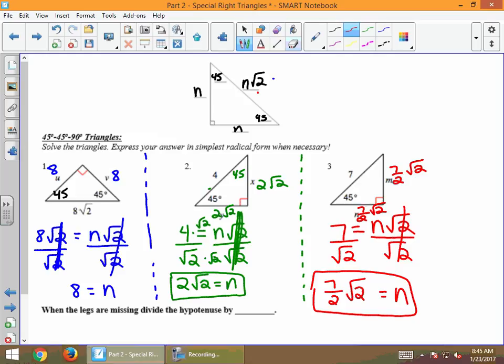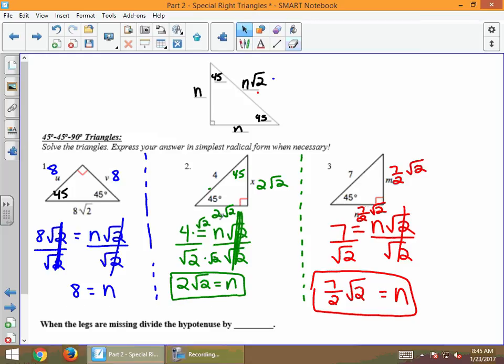So you might be noticing a pattern. If your legs are missing, all you're essentially doing is dividing whatever the hypotenuse is by radical 2 and then simplifying. If you recognize that shortcut, go for it. If not, just set up your equations and solve. Then I'm going to move on to the next set of examples, so if you need to pause, you can do so.